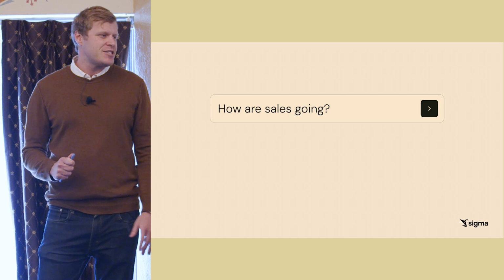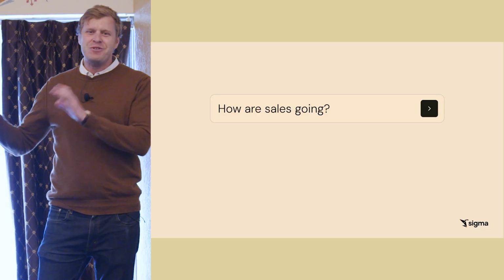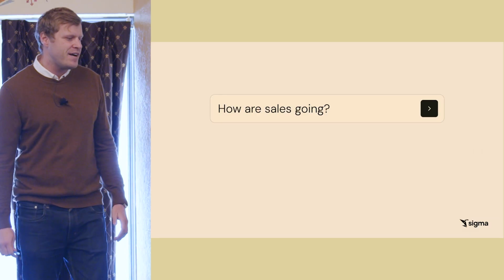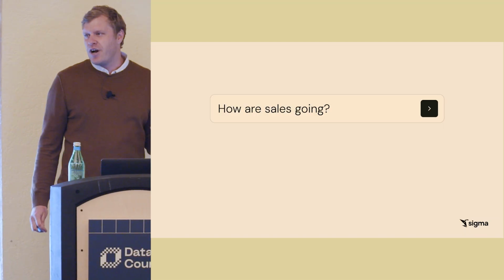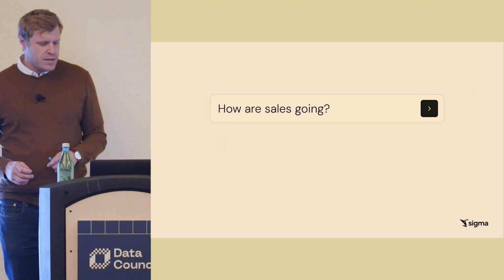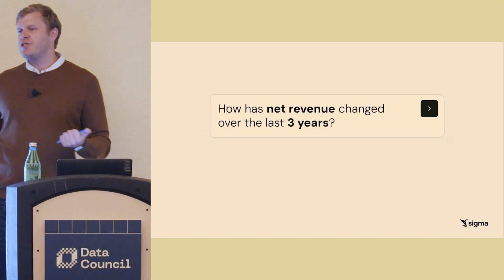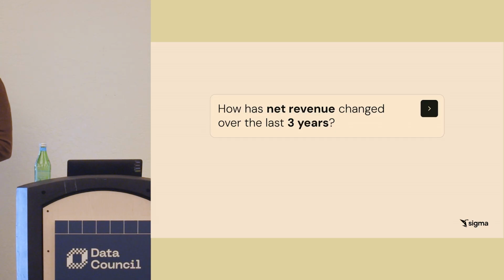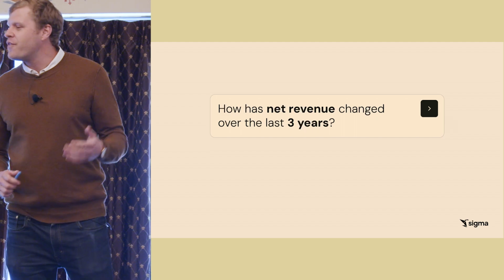I was talking with a customer a few weeks ago that had 4 different ways they defined revenue. The RevOps team knew all of them, and they were great, they were all necessary, but none of the end users could make heads or tails of any of that stuff. So you ask the AI a question like how sales are going, and it wouldn't know necessarily which of those definitions to pull from. So instead, you end up having to ask a pretty specific question using some pretty precise terminology. You'll end up asking it something like, how has net revenue changed over the last 3 years?